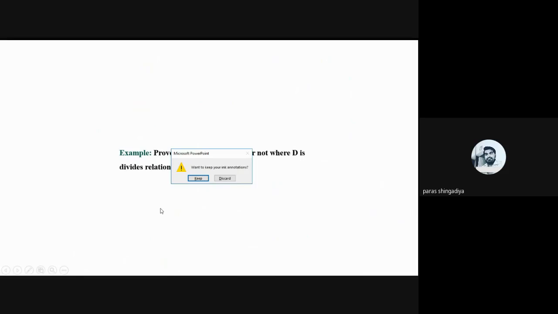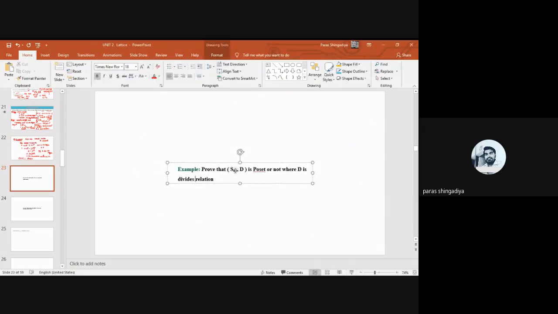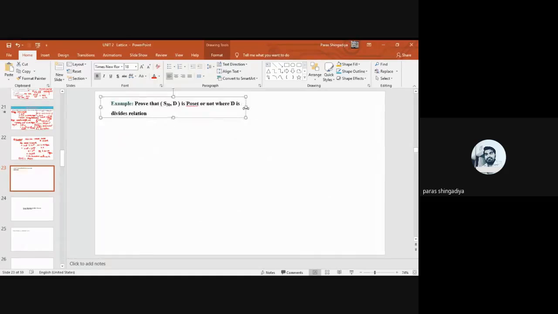The next question is: prove that (S60, D) is a poset. Let us prove it for 30 first. Is (S30, D) a poset or not? After that we'll try for S60. You have to discuss whether it is a partially ordered set or not. So first, S30 is given. Which numbers are included in S30?